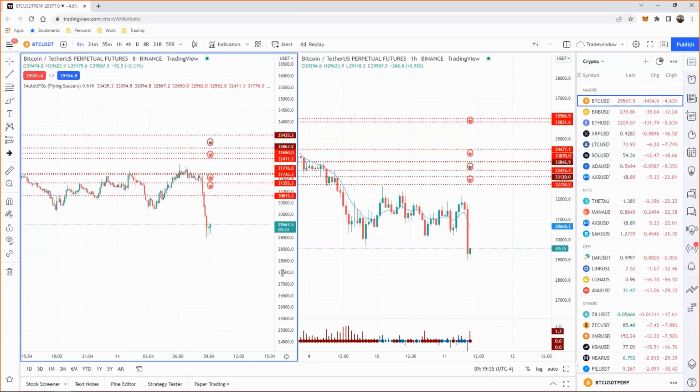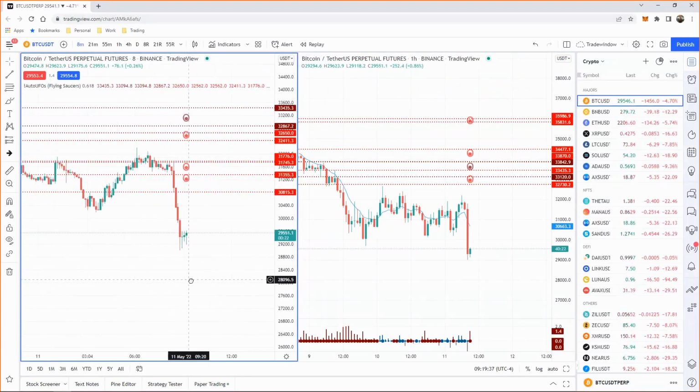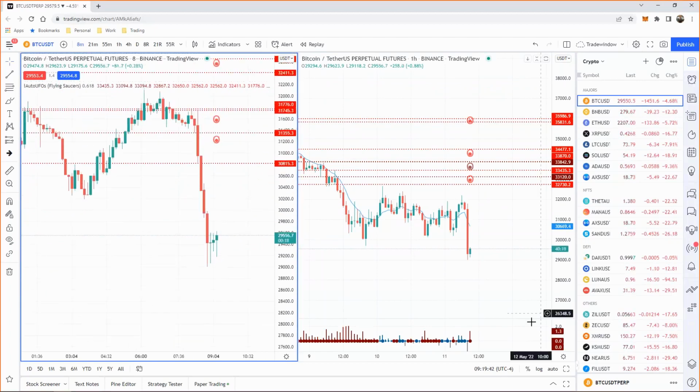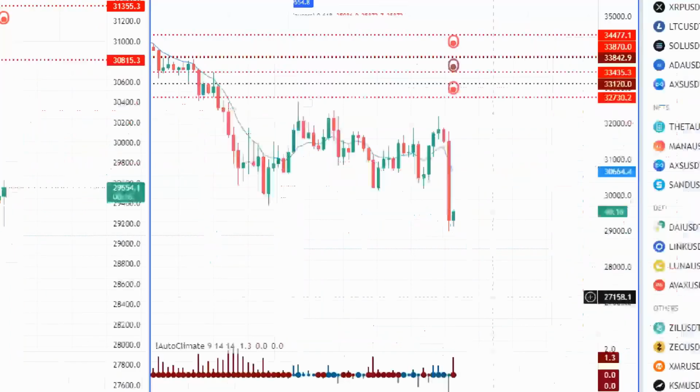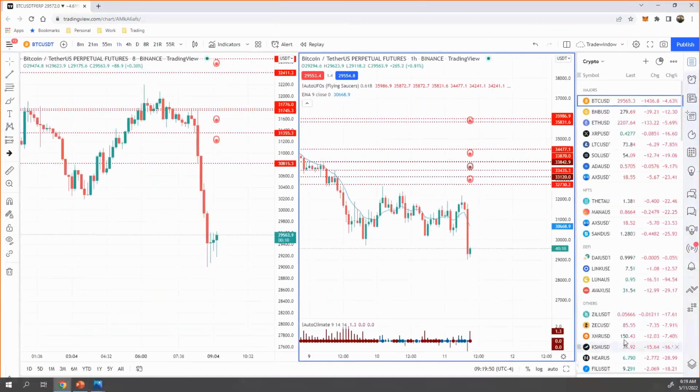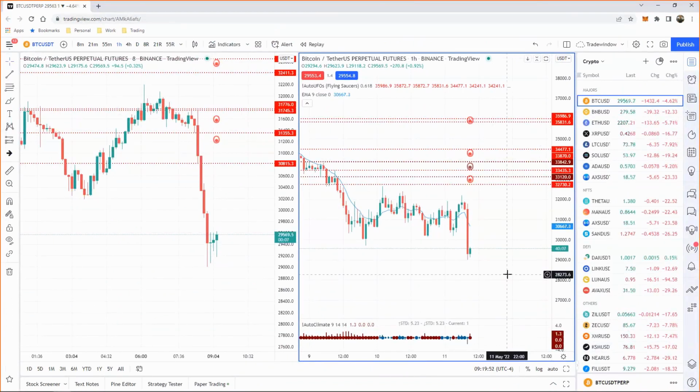So how do you clarify that? How do you give yourself clarity when you do that? Well, one way that I did that is by utilizing the auto climate. As you see, I'm just going to zoom in a little bit here. The auto climate right here. I'm looking for something that I want to show you, but I can't show you because it's not there.